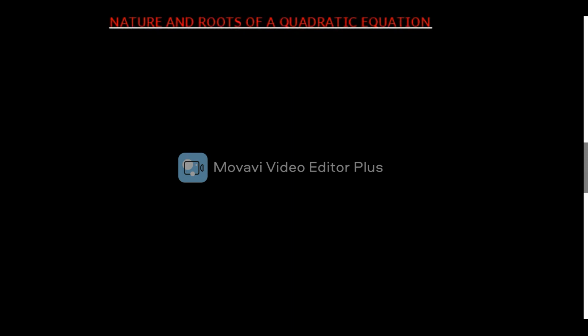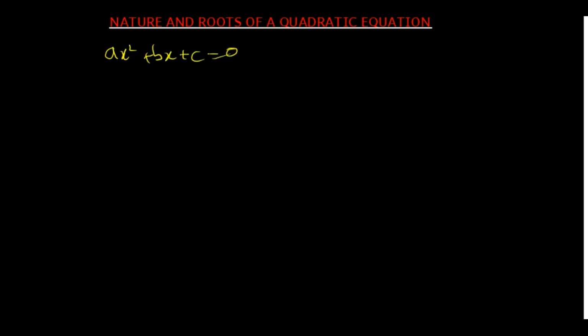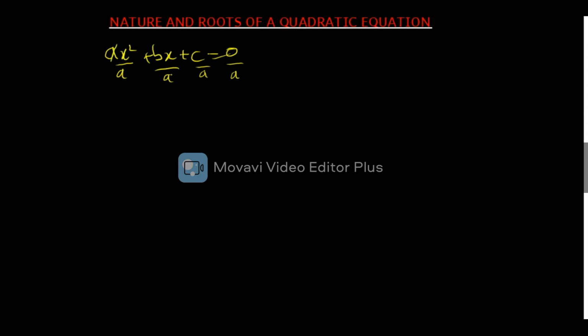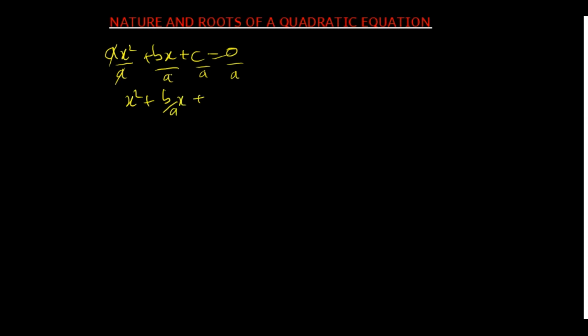We go over the nature and the roots of a quadratic equation. Now we know that the quadratic equation is in the form ax squared plus bx plus c being equal to 0. If we want x squared to have a coefficient of 1, we are going to divide everything by a. And so what we are going to remain with is this x, and that a is going to cancel. So we are going to have x squared plus b over a x and then plus c over a, that is going to be equal to 0.